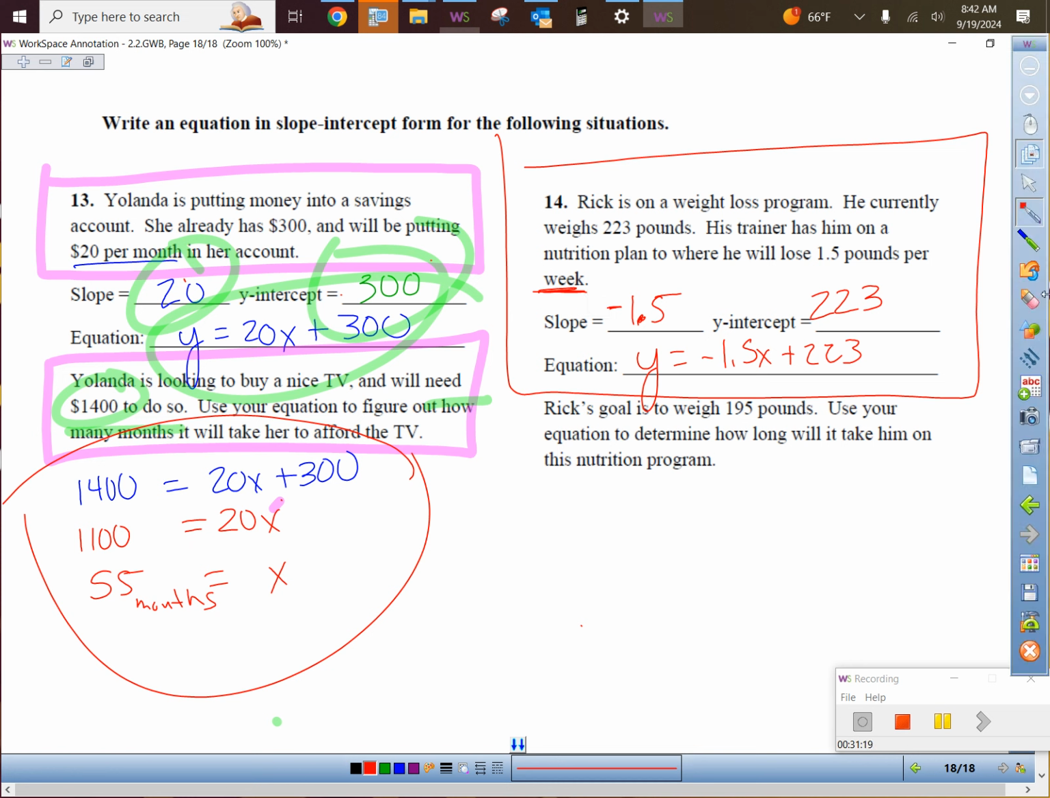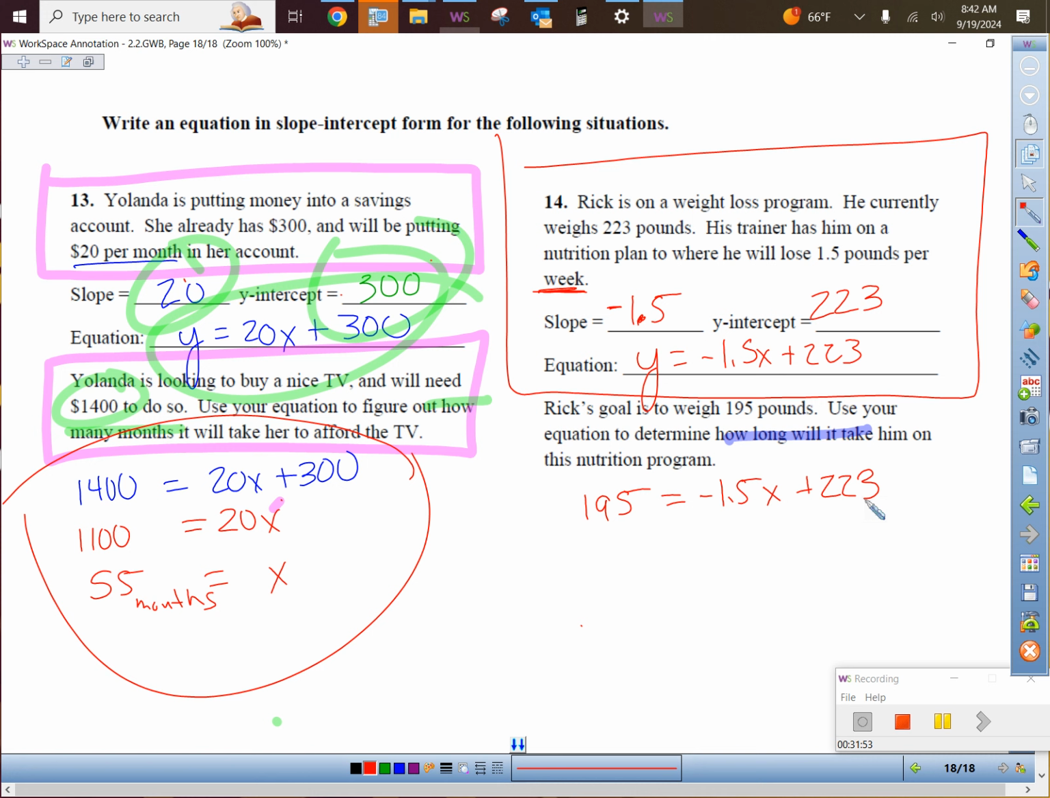They say, how long will it take him to get down to 195 pounds? When they're asking us how long, we want to solve for x. That's a unit of time. So the 195 goes in for y. 195 is his weight, and I would like to solve that for x. And again, story problems, decimals make a lot more sense. It's weird to say Rick wants to lose 3/2 pounds every day. 1.5 pounds makes more sense, but 223, thank you very much.